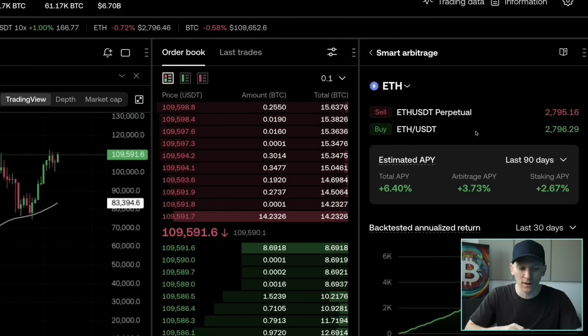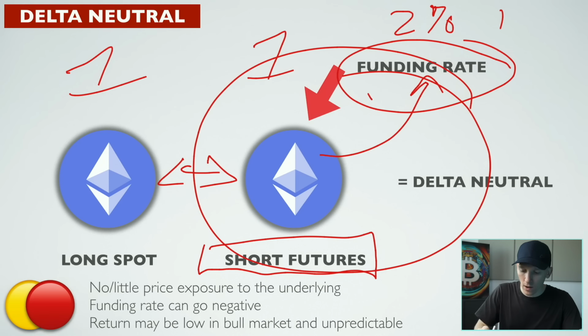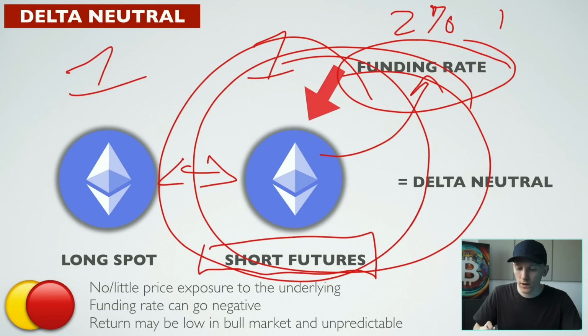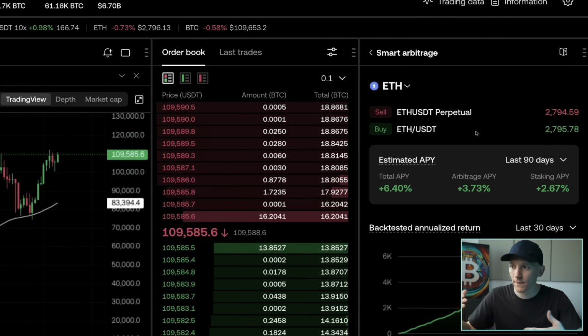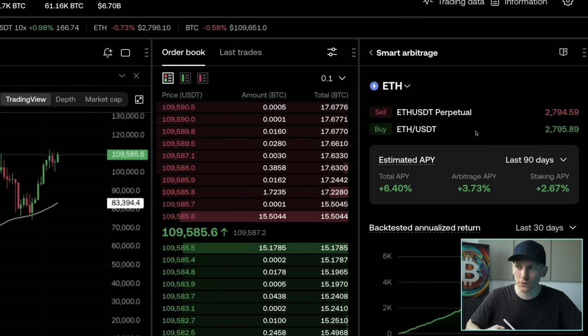However, like I said, the risk here is that we are short in the futures, so we need that positive funding rate to be happening most of the time. If you're in a bear market, this can go negative, and then you'll be paying, and obviously you don't want that as well, so you need to get out of the trade. So you do need to make sure that you're looking at the trade every so often to make sure that the funding environment is positive for the most part.